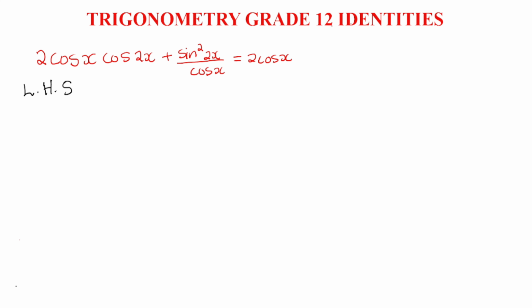Let's have a look at the example there. 2 cos x cos 2x plus sine squared 2x, all over cos x, should be equal to 2 cos x, right? So we're going to prove this identity starting from the left hand side.